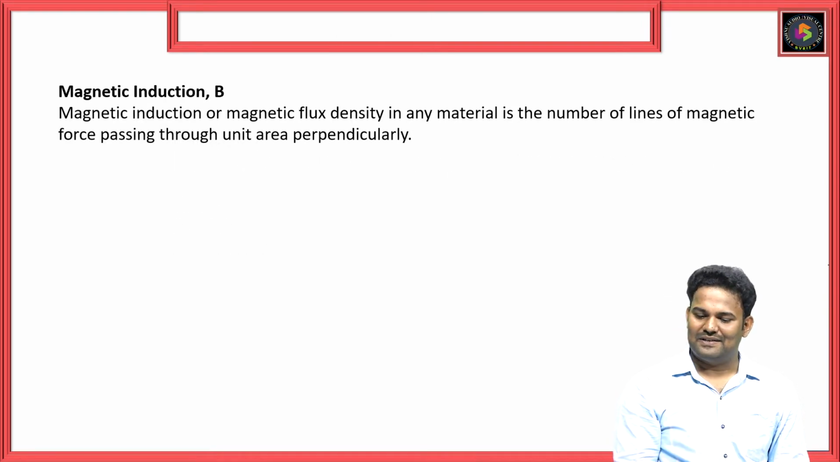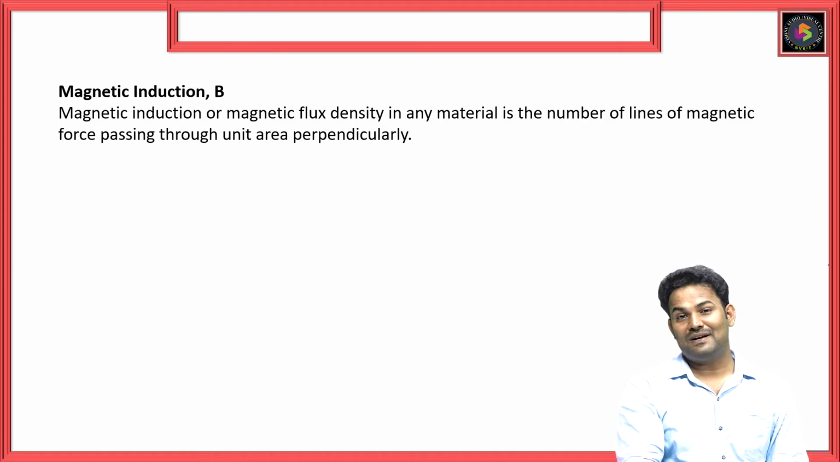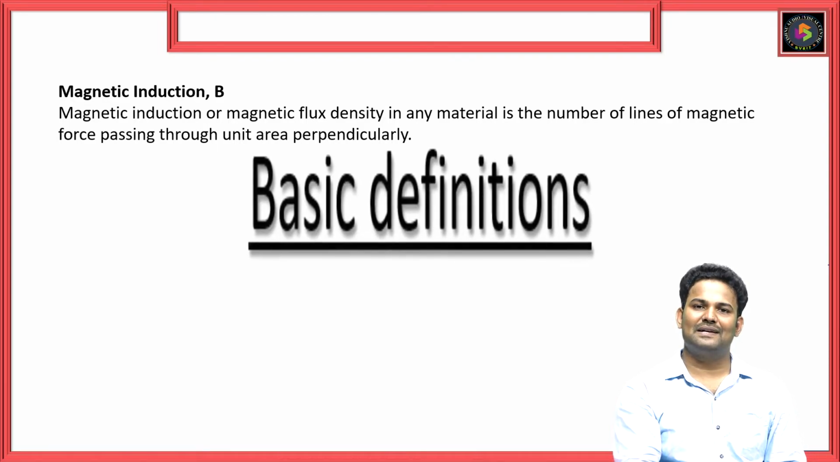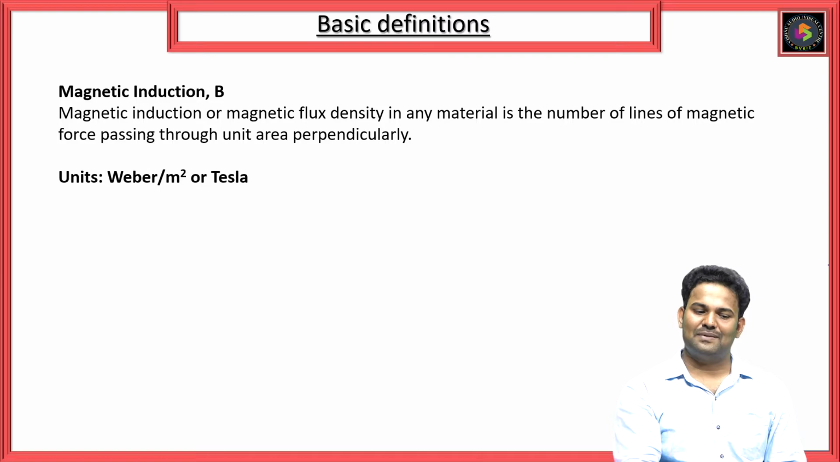And magnetic induction. What is induction? A flux, magnetic flux density. Magnetic induction or magnetic flux density. So magnetic flux density in any material is the number of magnetic lines passing through the unit area. Generally, if you say electrical flux, the number of electrical lines passing through the unit area is known as electrical flux. Similarly, the number of magnetic lines passing through the unit area is known as magnetic flux, or else it is known as magnetic induction. So which is denoted by the B.